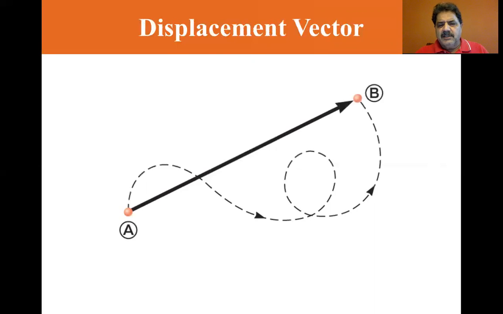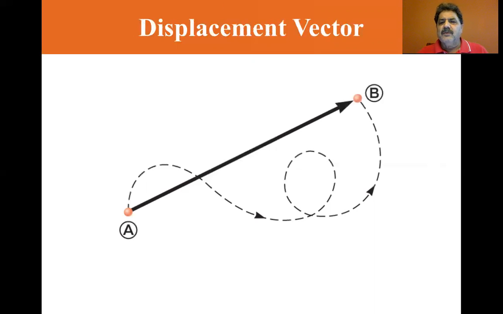Now, notice the little squiggly line on the displacement vector slide. It doesn't matter how the particle got there. If it goes along the squiggly line and loops and ends up at B, it's still a displacement vector represented by A and B. So the path doesn't matter. It's where it started and where it ends. That's the displacement vector.